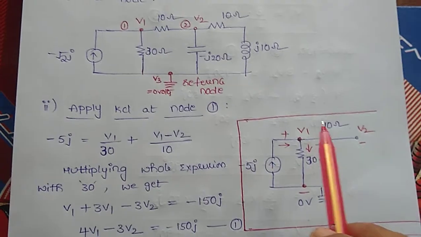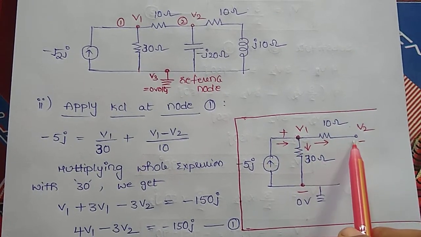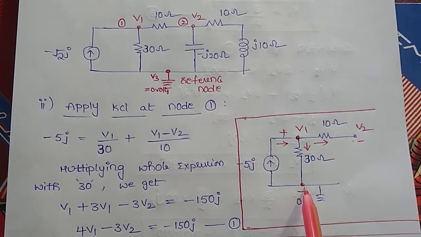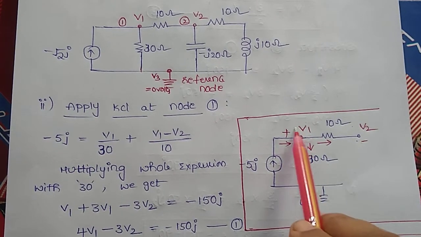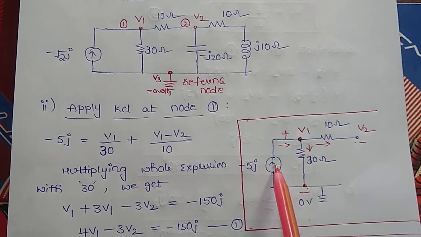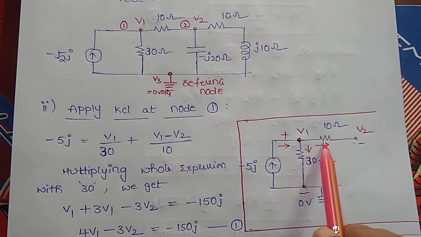So what I am doing is just representing all the nodes, node 1, node 2 and the reference node. I am representing only the elements which are connected to this node: the current source, the 30 ohms resistor, and the 10 ohms resistor.